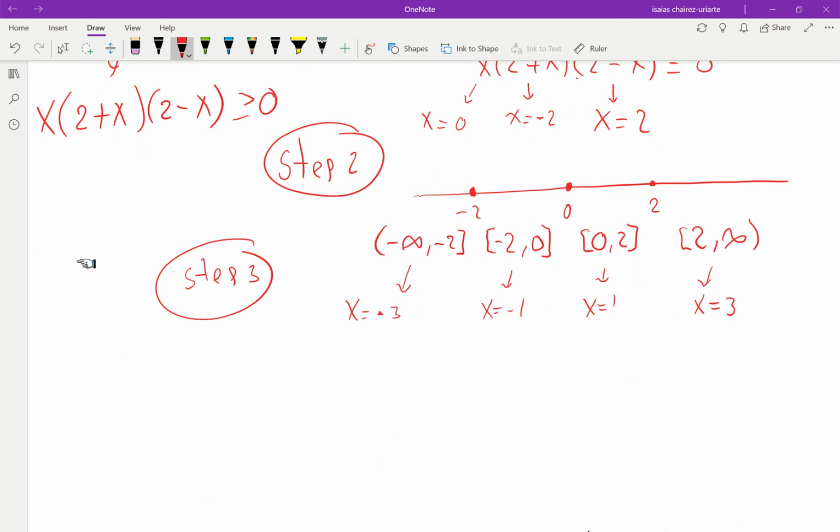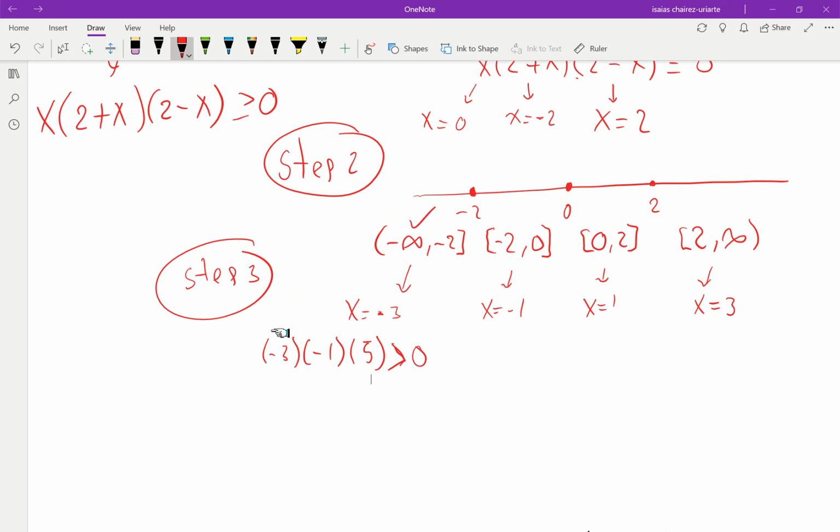Alright, so let's see. If my x is equal to -3, I'm going to have the following product: -3, because that's x, and then 2 times -3, that would be -1, and then 2 minus -3, that would be 5. And is this bigger than 0 or less than 0? I would say that this is bigger than 0, and I hope you agree. It's 2 negatives, which becomes positive, times a positive is positive. So this is a good interval.